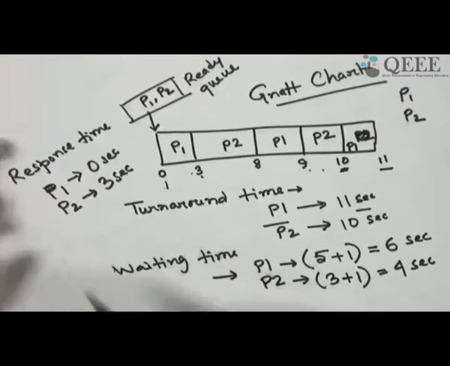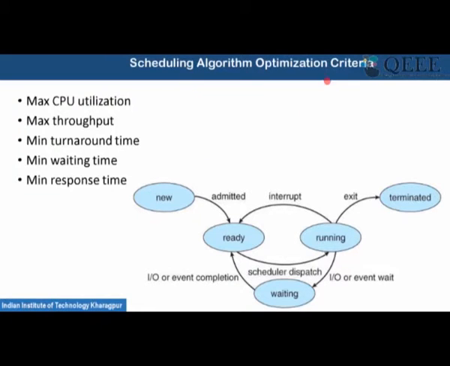So these are the three important parameters based on which we find out the performance of different scheduling algorithms. In a normal scheduling algorithm, we want to maximize the CPU utilization, maximize the throughput, minimize the turnaround time, minimize the waiting time, and minimize the response time. So a good scheduling algorithm is one which maximizes the CPU utilization and throughput and minimizes the turnaround time, waiting time, and response time.